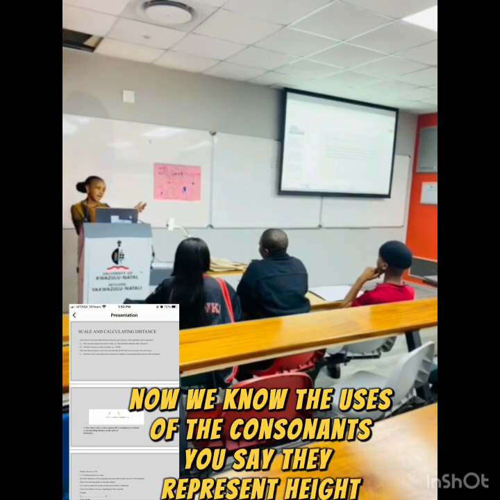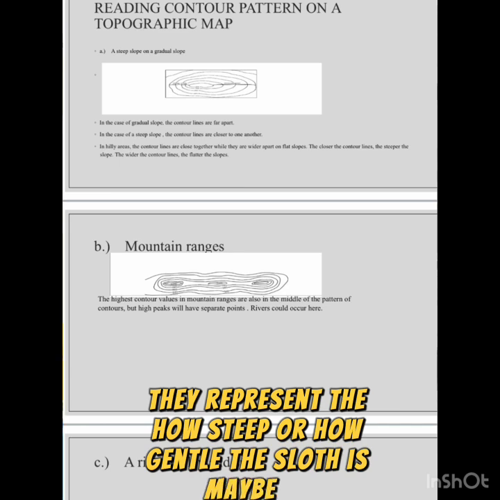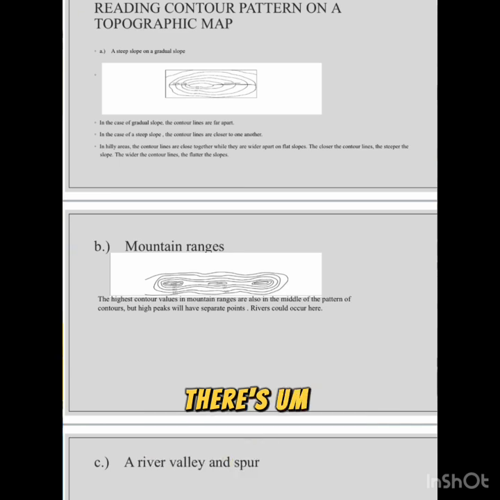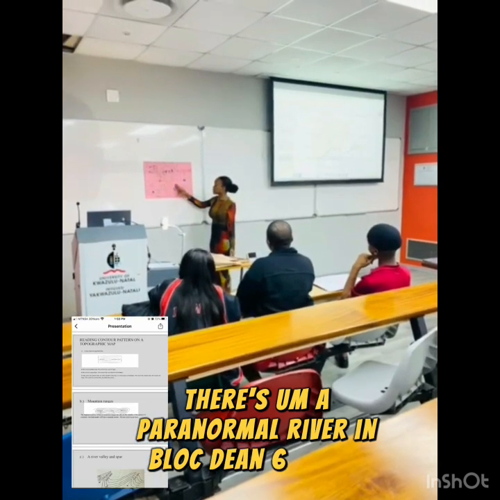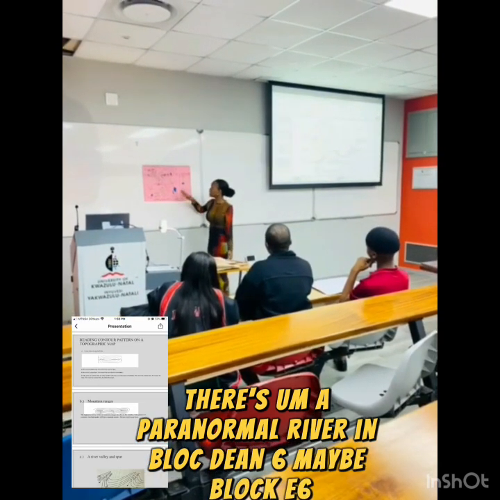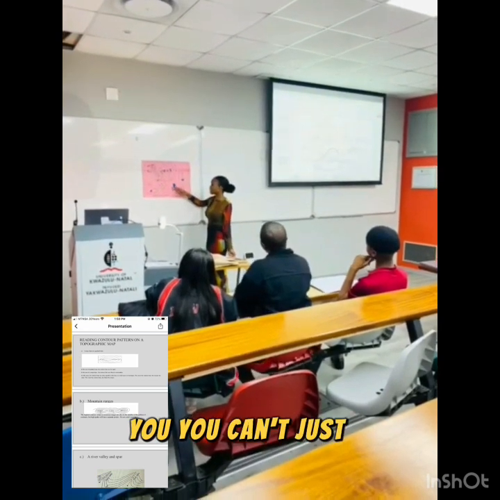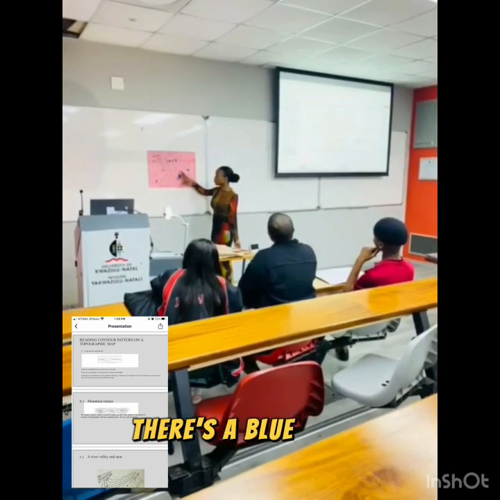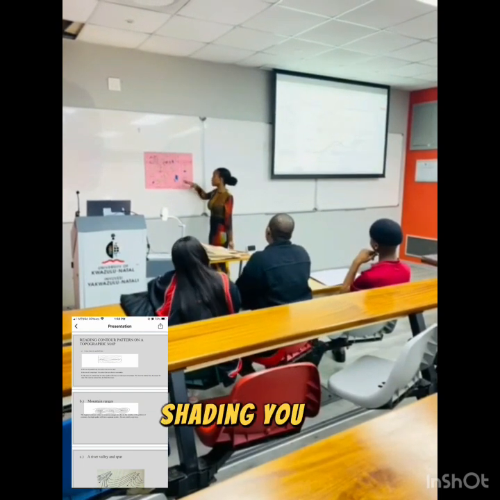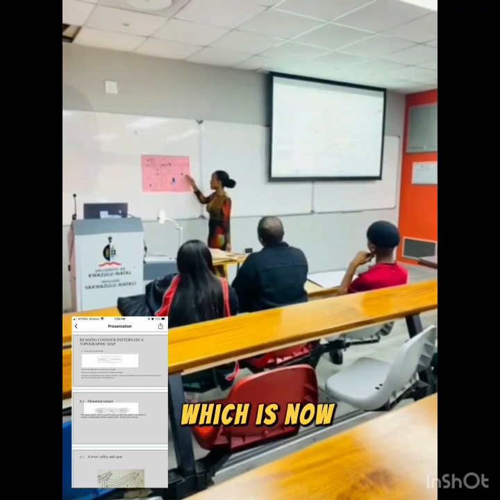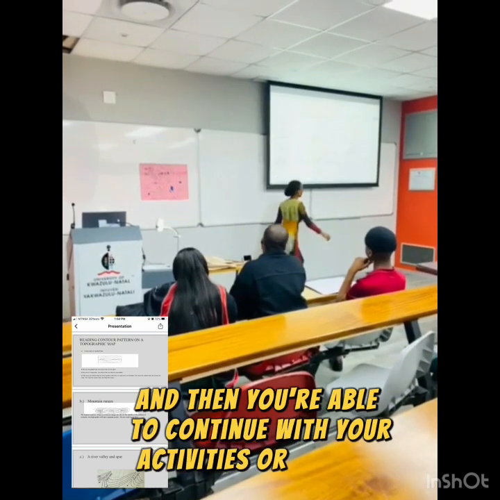You say they represent height, they represent how steep or how gentle the slope is. Maybe there's a perennial river in block D6. Maybe block E6. Now you know it is a perennial river because you can't just say there's a blue line or there's a blue shading. You can always refer to your reference, which is now the perennial river, and then you are able to continue with your activity or exercise.